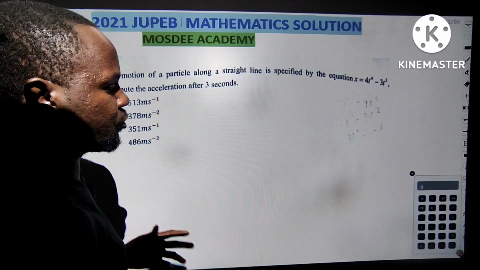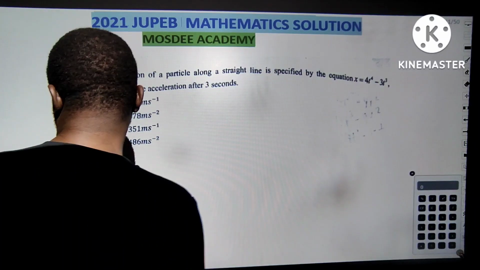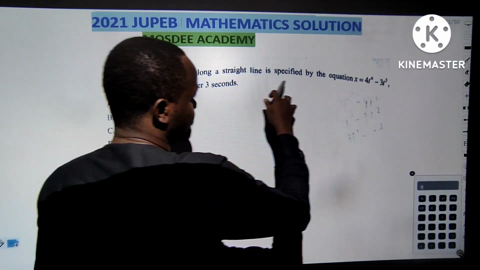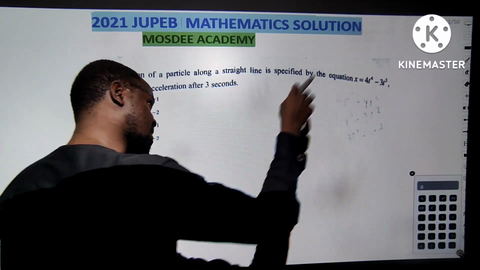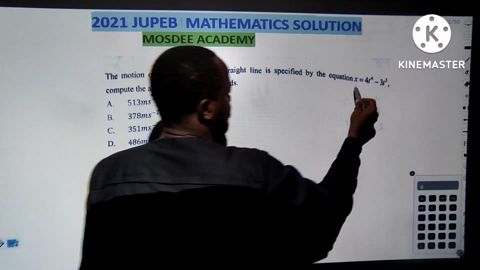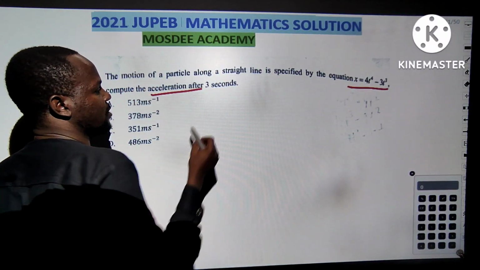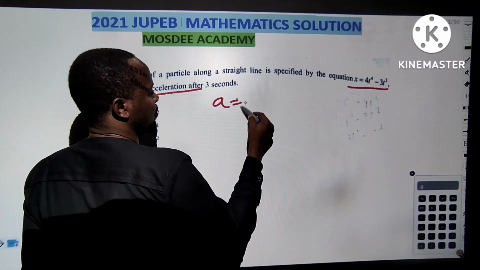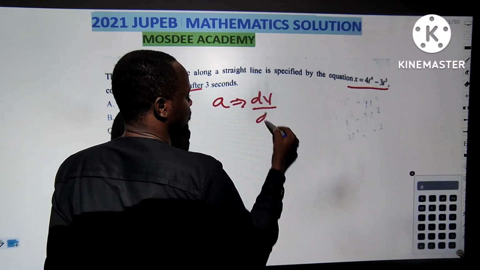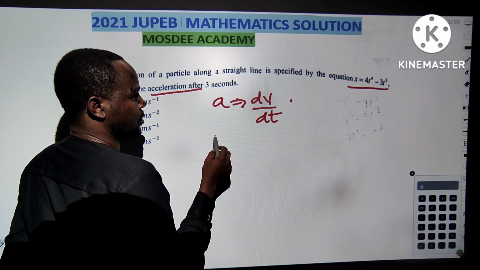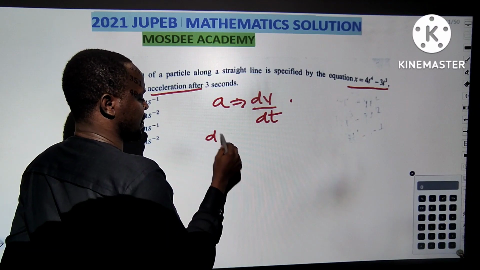A particle is moving on a straight line, question 31. It is specified by the equation s, distance, time, acceleration. That means I'm going to differentiate twice. Acceleration is dv by dt. Everybody knows velocity over time. So distance time, I'm going to have ds by dt first.